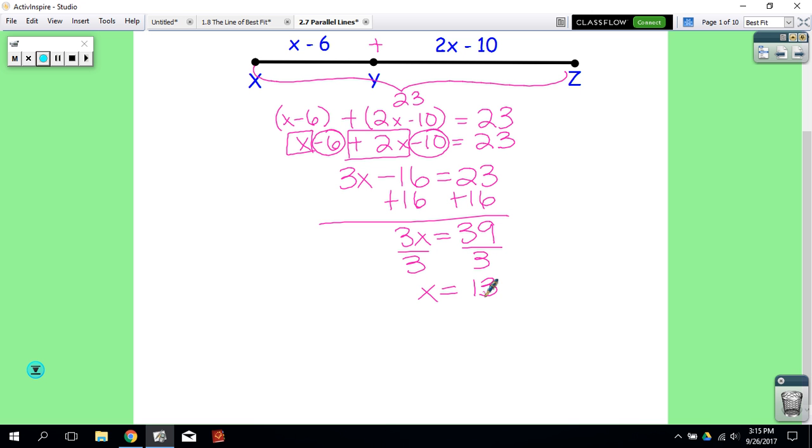If we wanted to figure out what each one of these segments is, we would just take this and plug it back in. So we would do 13 minus 6 is equal to 7. So this side over here would be 7 from here to here. And then 7 plus what gives us 23, so we know that this length over here should be 16.